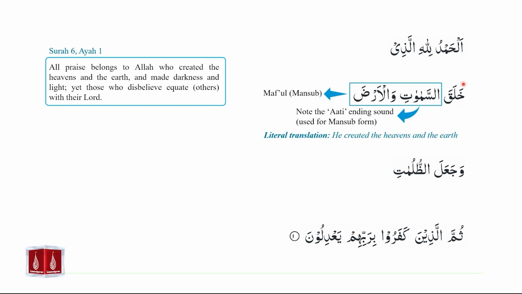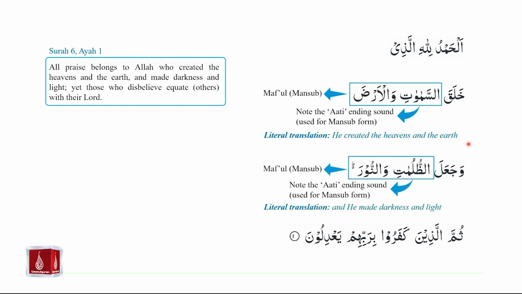Khalaqa can be translated as he created. In the case of khalaqa, we have the fi'il, and the fa'il huwa is hidden within khalaqa. Note the ati ending sound for as-samawati, which indicates the mansoob form. The literal translation of khalaqas samawati wal arda can be he created the heavens and the earth.